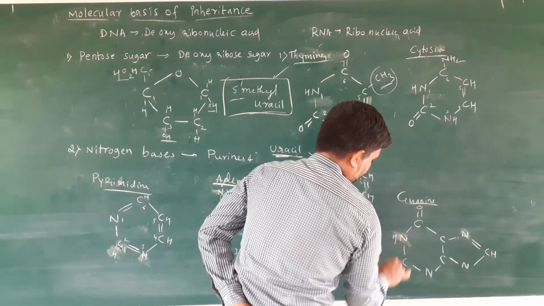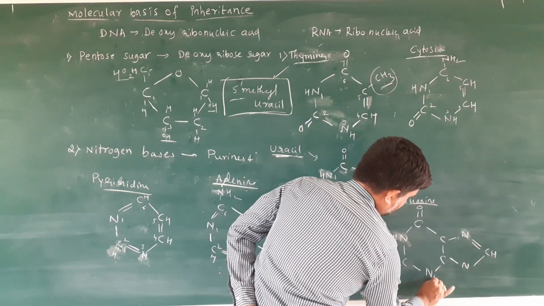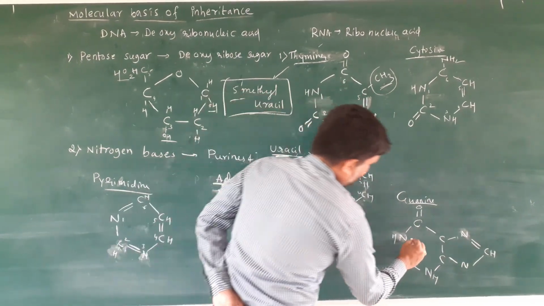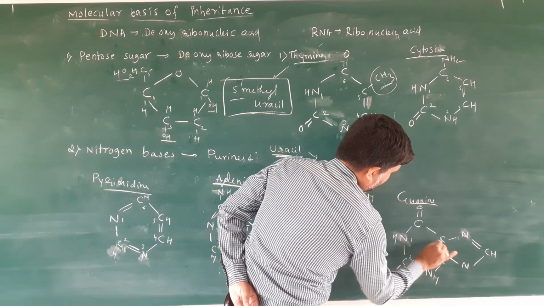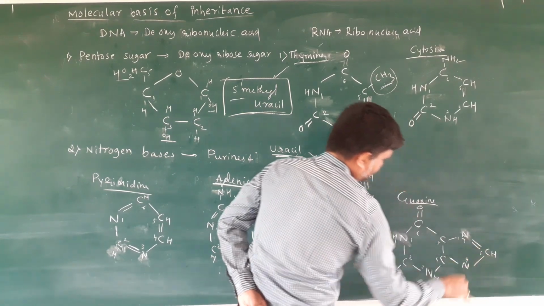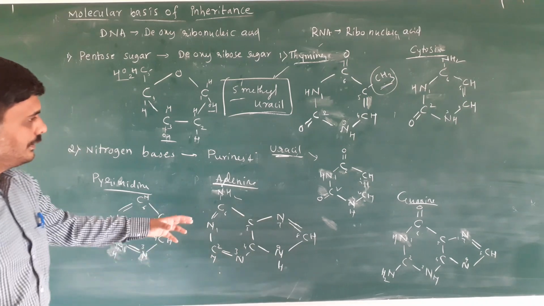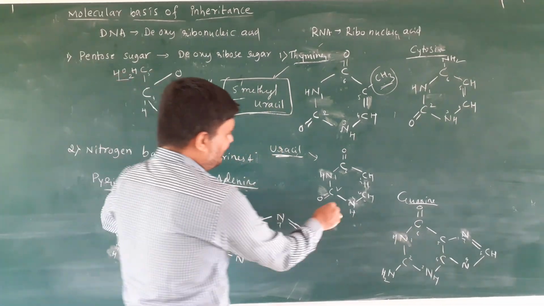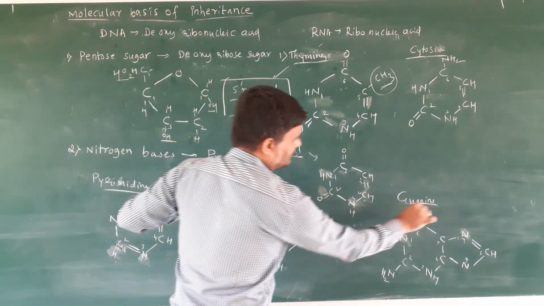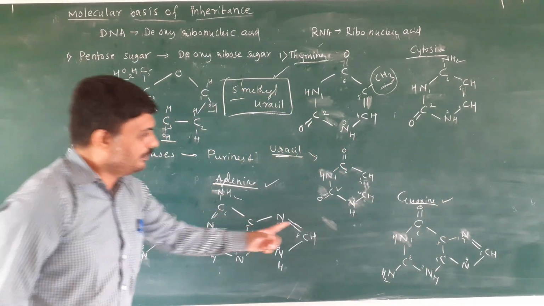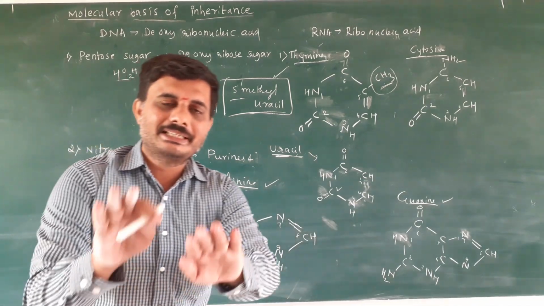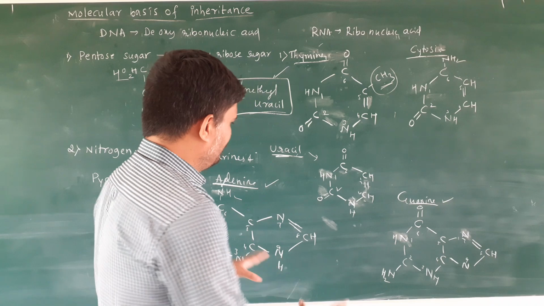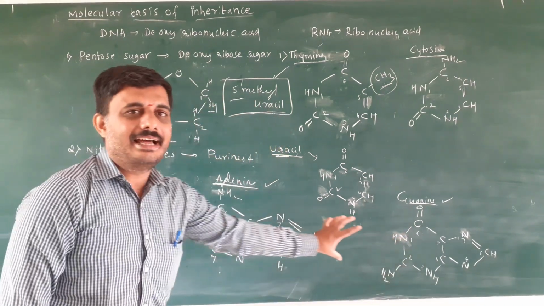1, 2, 3. 1, 2, 3. So 1, 2, 3, 4, 5, 6, 7, 8, 9. So this is the structure. Both purines, adenine and guanine: this is the adenine structure, this is the guanine structure. Both purines are commonly present in DNA and RNA.